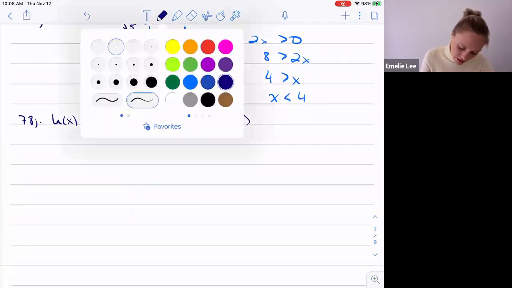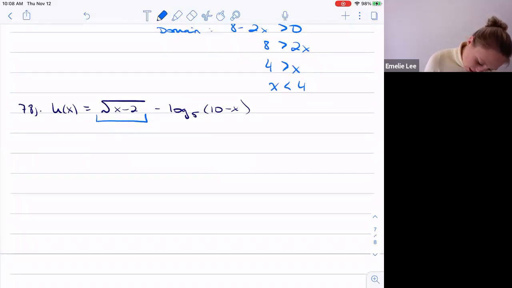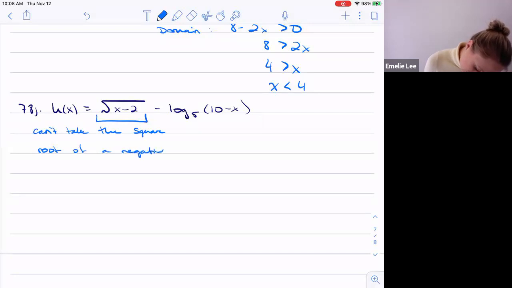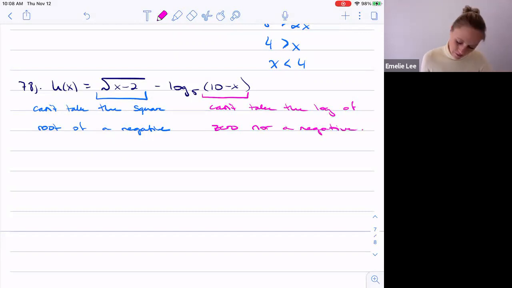Okay, so here, we can't take the square root of a negative, and over here, we can't take the log of 0 nor a negative. Okay.